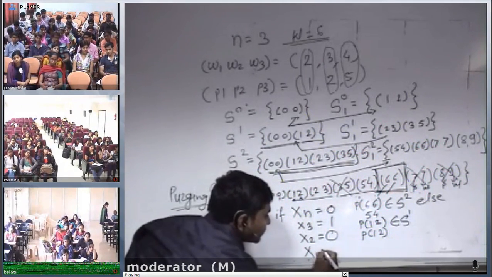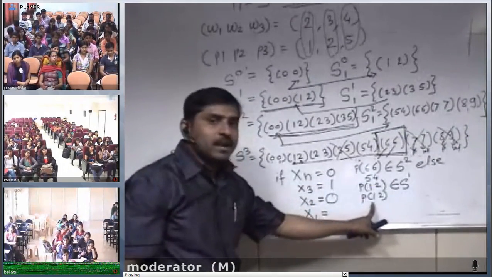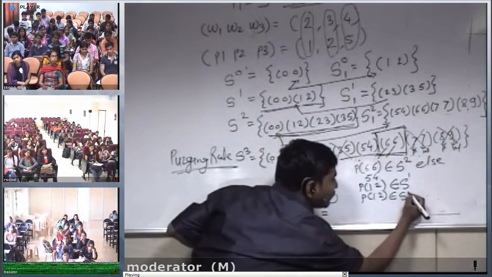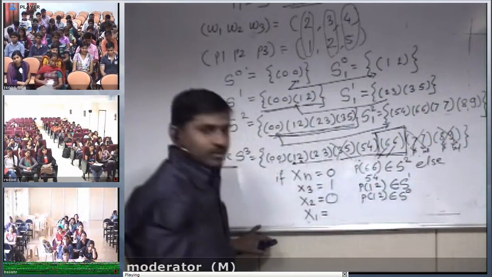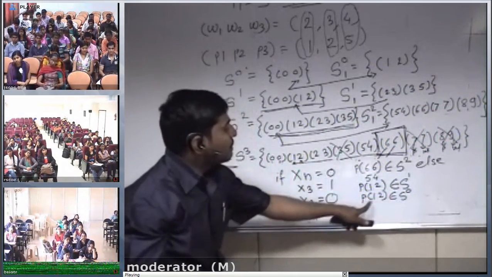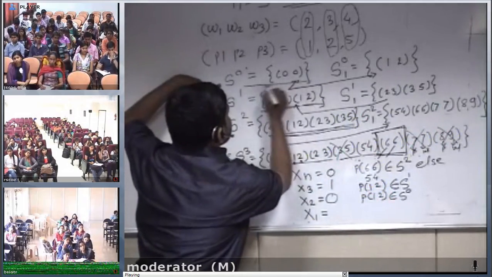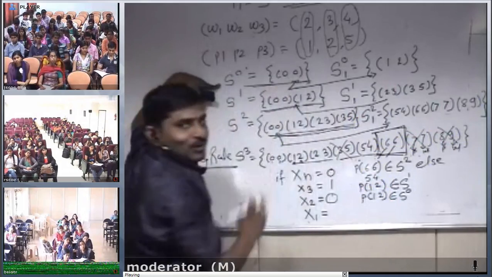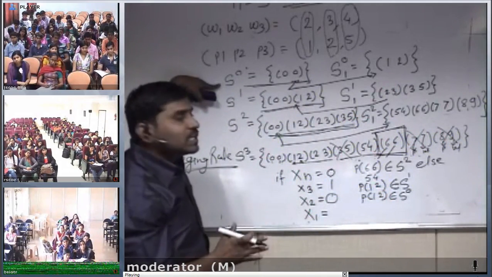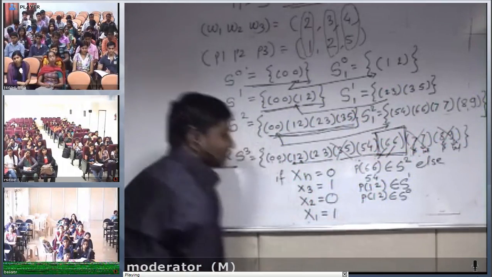Again I see X1. Now I check whether this pair P of 1, 2 belongs to S1 minus 1, which is 0. Whether this pair belongs to S0, I just check. P of 1, 2 does not belong to S0. Does it satisfy the condition? No. If it does not satisfy the condition, X1 equals 1.